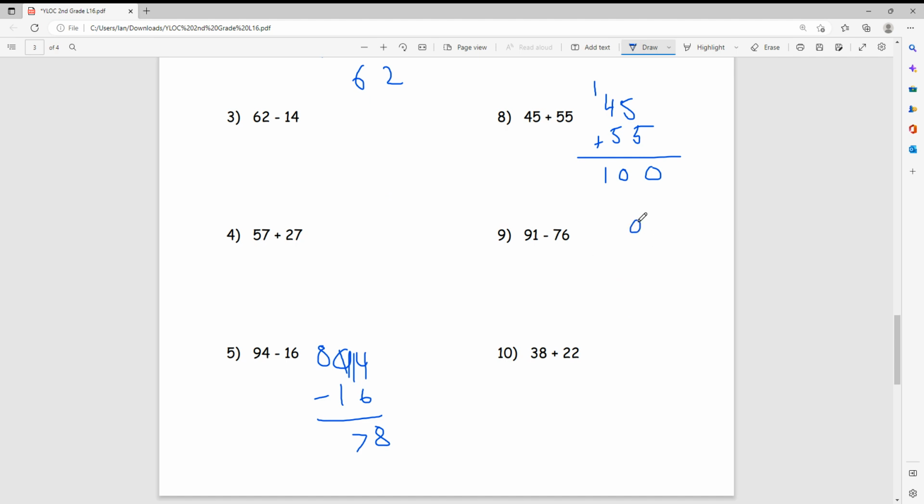Number 9 is 91 minus 76. Minus this by 1 because it can't fit in. 11 minus 6, which is 5. And then 8 minus 7 equals 1, which is 15.